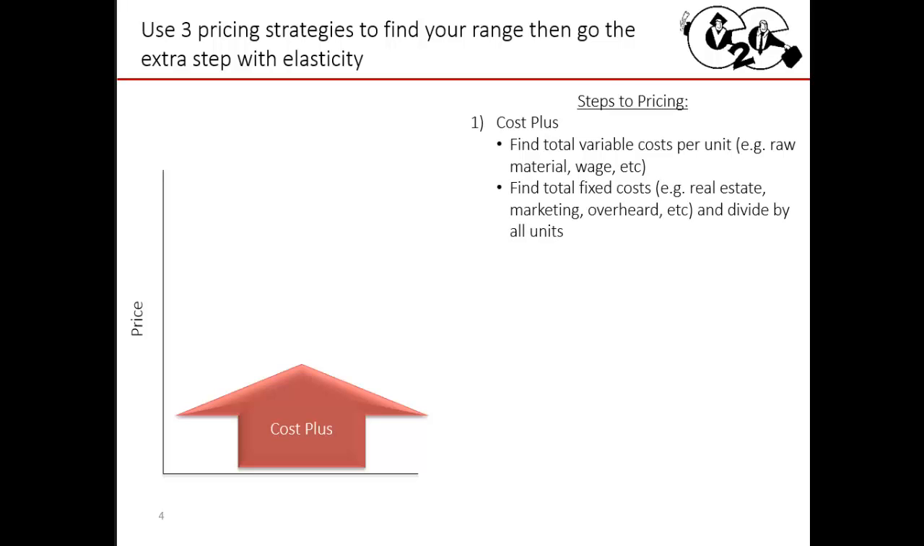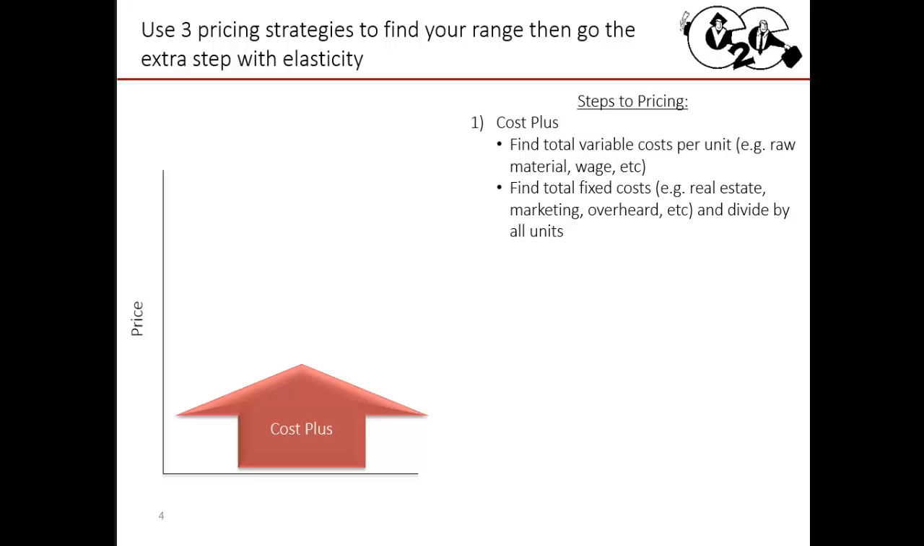Then we need to find the total fixed cost. So again, real estate, marketing, overhead, rent, all that type of stuff, and divide by all the units that were produced. The reason why we're dividing all fixed costs by the total number of units that were produced is now we can find the total fixed costs per unit. So again, in the first example with total variable cost, it's how much cost goes into making 1 unit of whatever. So let's do an example of Coca-Cola. How much stuff goes into making 1 bottle of Coca-Cola?